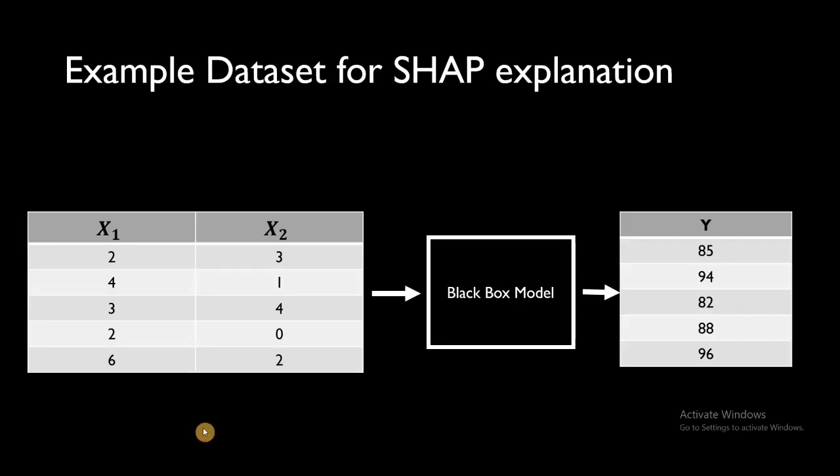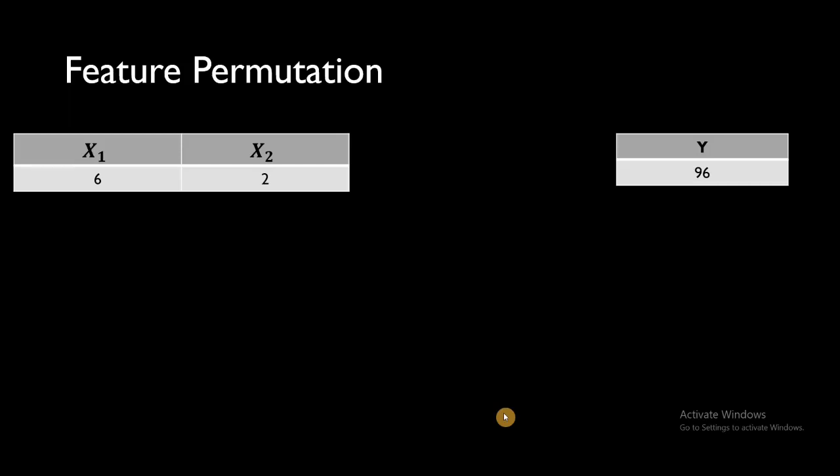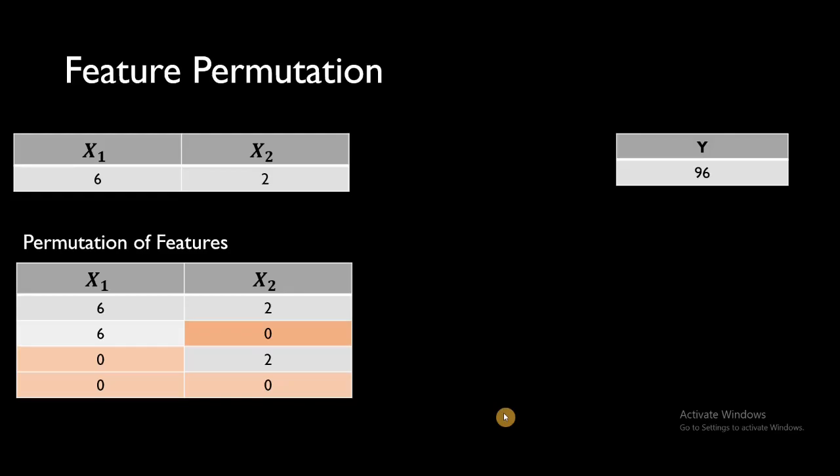After we know what the expected value is, the second step is feature permutation. What is feature permutation? This is the simple data set that I want to consider, and I want to get the Shapley value for this particular observation. These are my features and this is the output of my black box model. I want to explain only this sample. So the first step is feature permutation. This is the sample that I want to explain, and then I'm going to permute it in different ways.